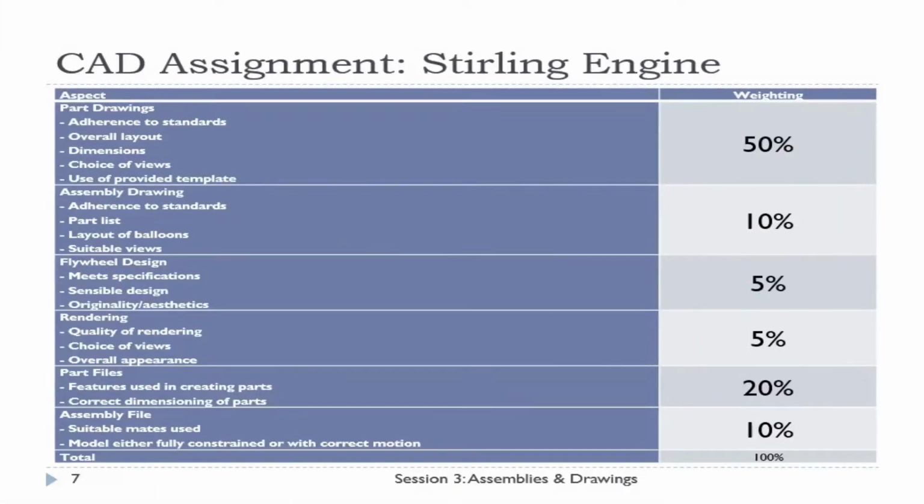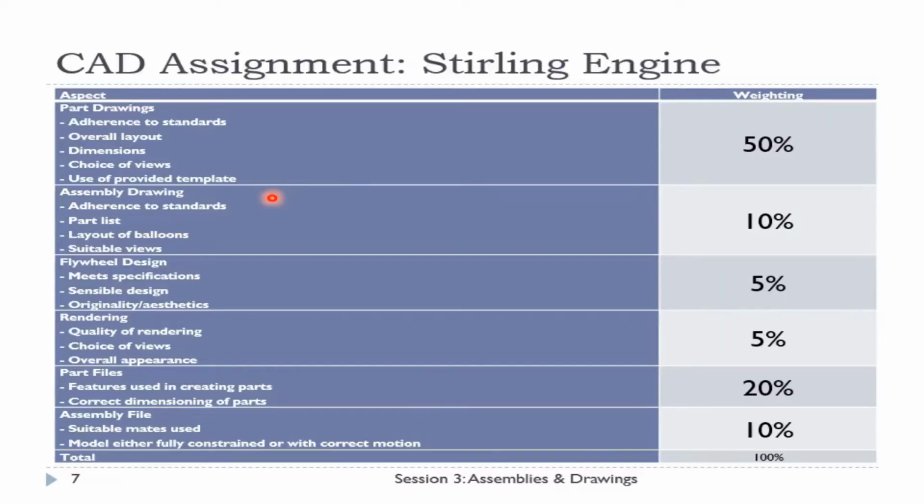In this table, you can see the weighting of different aspects of the CAD assignment. So if you look at the first row, you would see that the part drawings are taking 50% of the final grade for the assignment. So you should be careful with understanding and paying attention to drawing rules. So when we are looking at the drawings, fundamentally, they should adhere to the standard. And we will also look at the overall layout, how you use the views, how you use dimensions, clarity of your drawings. And you must also ensure that you use the provided template, which you can find in the Model CAD tab.